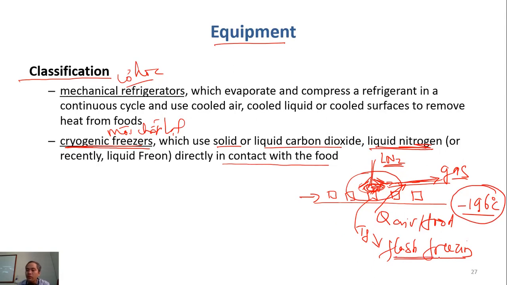So the food is frozen ultra fast, very fast. If you want to break your finger, you can use liquid nitrogen, you spray on your finger, and after a while your finger gets frozen.